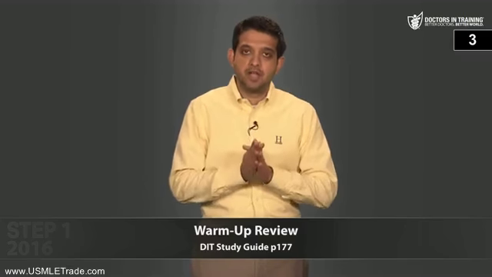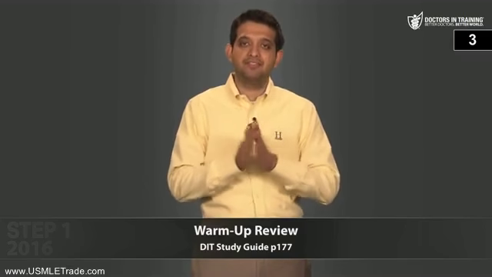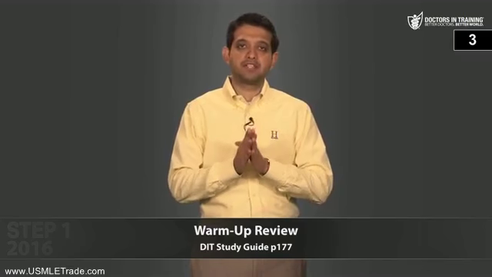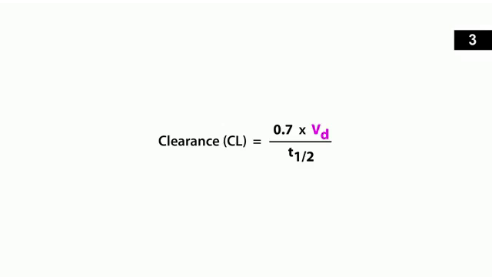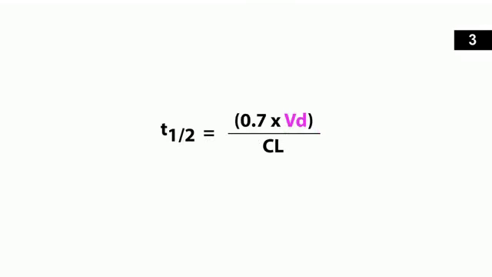And next question. What is the equation for half-life? So you just derive this from your equation for clearance. Clearance equals 0.7 times the volume of distribution divided by the half-life. Then you do some algebra and you get half-life equals 0.7 times the volume of distribution divided by the clearance.